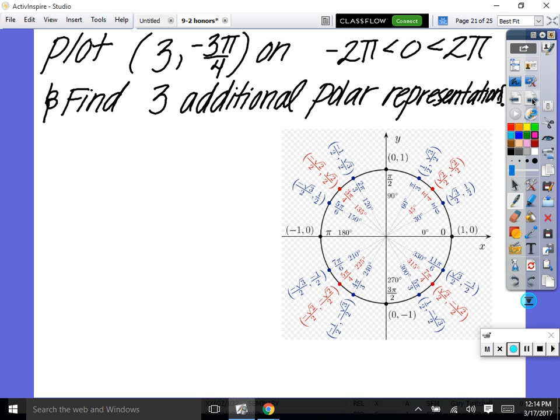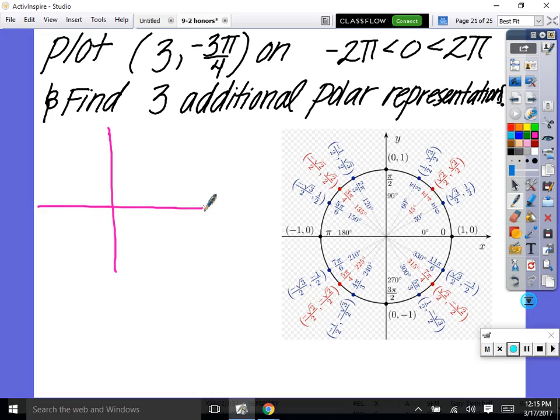Okay, so here, write this one down, because this one confuses people. It says plot (3, negative 3 pi fourths) on an interval from negative 2 pi to 2 pi, and find 3 additional polar representations, meaning you've got to end up in the same spot at that same point. So it's kind of nice with this one to have a visual of what we're looking at. So let's draw in what this looks like.